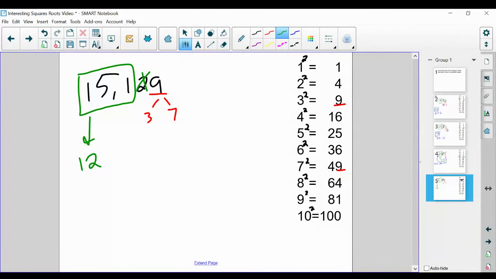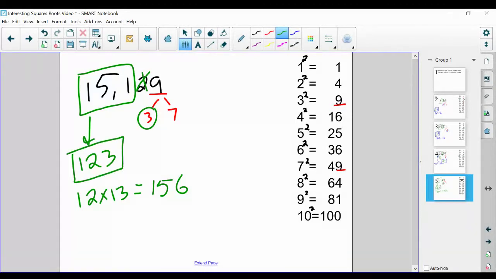So it's going to be 123 or 127, but we have to do some multiplication. We do 12 times the preceding number, which is 13. We do 12 times 13, which gives us 156. We compare our digits we started with, 151 to 156, and 151 is smaller than 156. Therefore, the square root of 15,129 is 123.